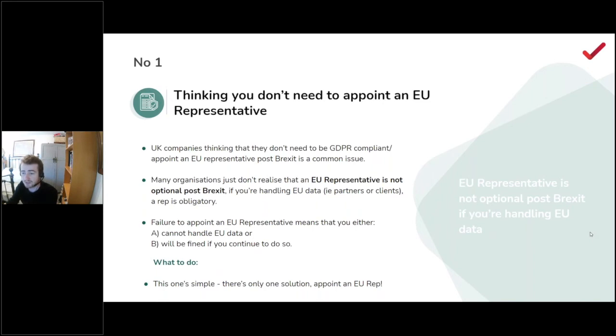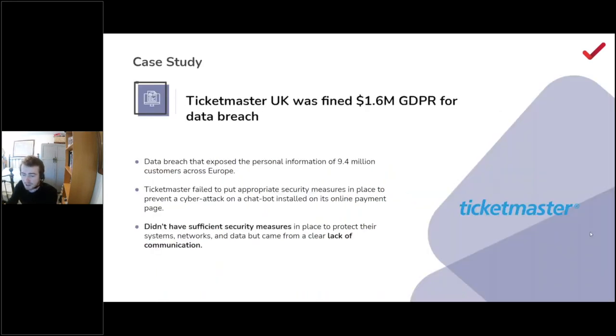So now I think we're going to go on to a case study. Yep. So here we've got a big case study coming out of the UK, which was Ticketmaster. I'm sure you're familiar with the company. They provide ticket sales, ticket distribution, etc. So they were fined £1.25 million, $1.6 million, by the ICO for failing to keep their customers' personal data secure. The ICO found that the ticket sales and distribution company did not put appropriate security measures in place for the prevention of certain data security aspects on a chatbot that was installed on their online payment page. So this amounted to a breach of GDPR.